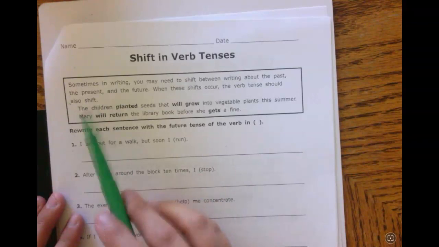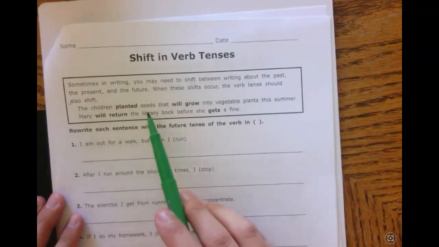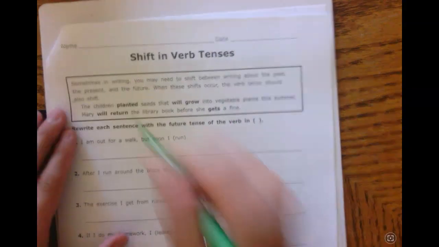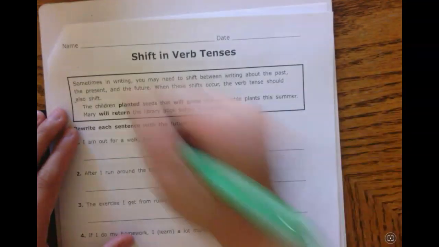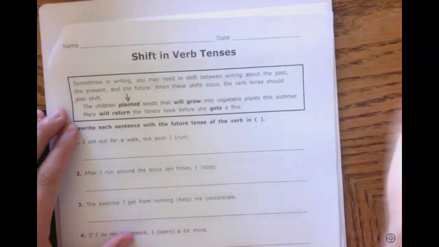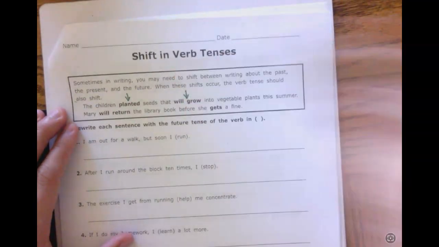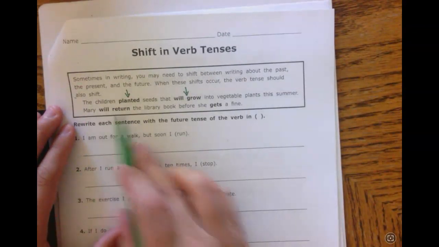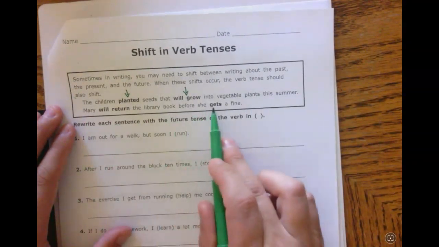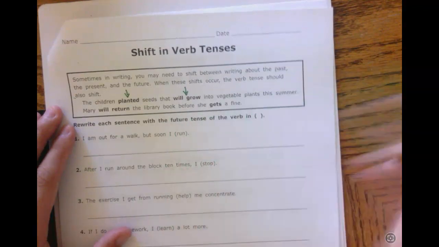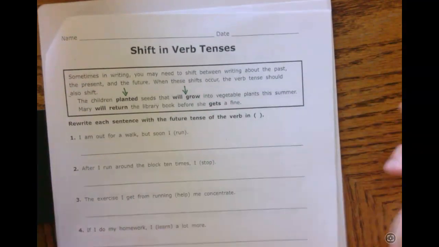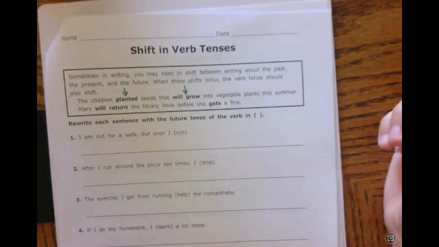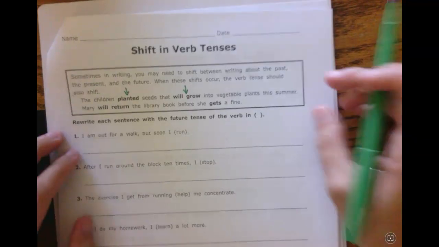For example, the children planted seeds that will grow into vegetable plants this summer. So planted is past, because they already did it, and will grow is future. Okay. Mary will return the library book before she gets a fine. Okay, same thing, will return is future tense, and gets is present tense.